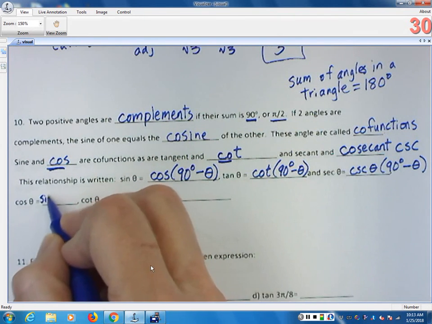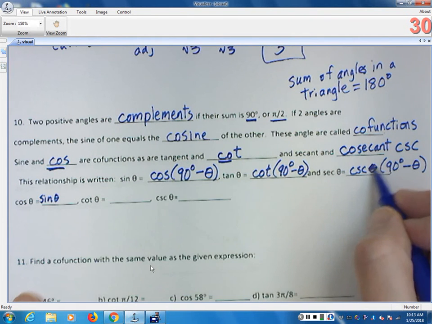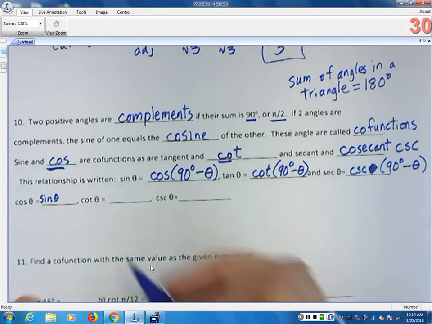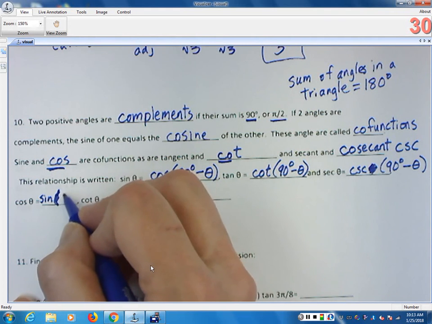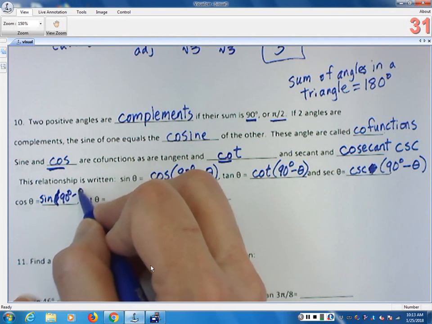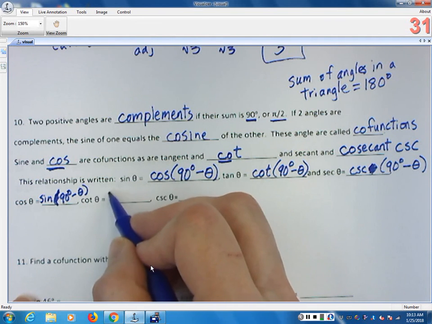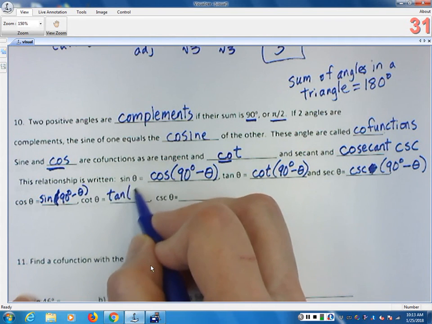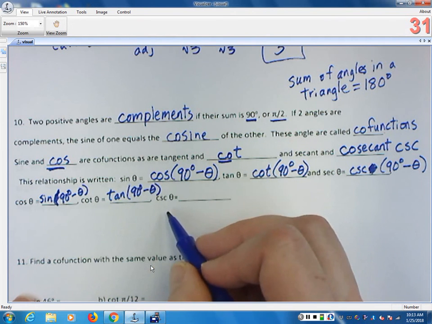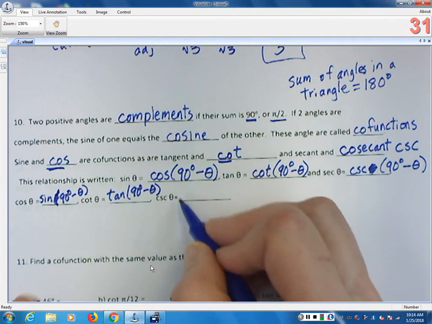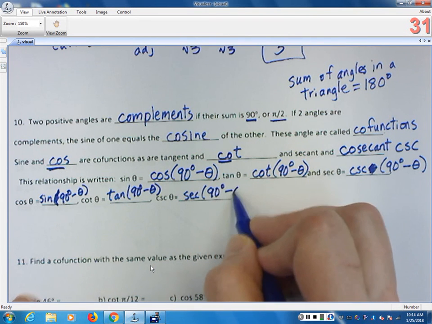Sine of 90 minus theta. Oh, wait, why did I write theta there? Sorry, there's no theta there. It's a parenthesis, 90 minus theta. Cotangent of theta would be its cofunction, tangent of 90 degrees minus theta. And cosecant is secant of 90 degrees minus theta.